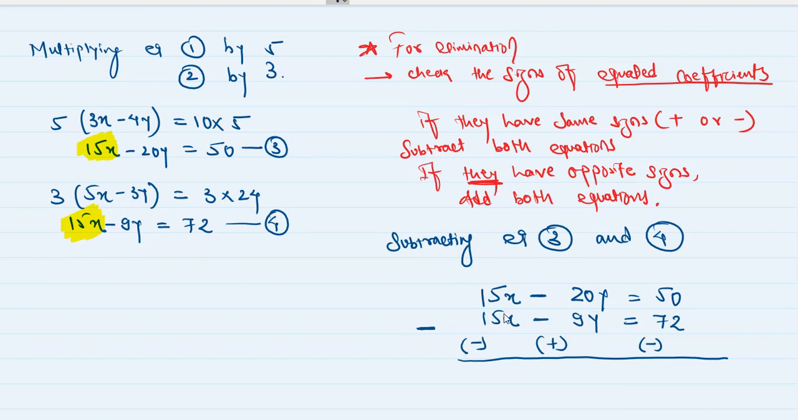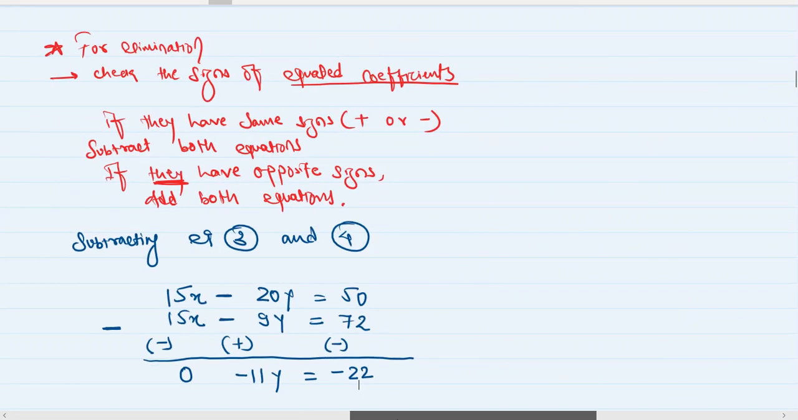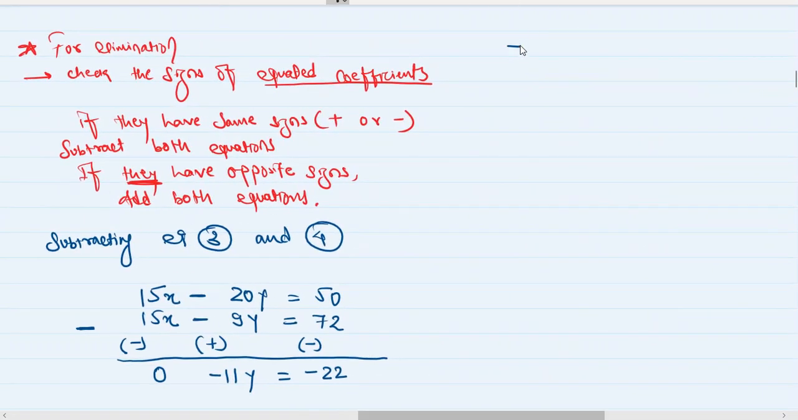So 15x minus 15x becomes 0, minus 20y plus 9y will become minus 11y. 50 minus 72 will become minus 22, right? So we have subtracted. Now we have got minus 11y is equal to minus 22. Minus minus gets cut, so y is equal to 22 by 11, which is 2, right? So y is equal to 2.